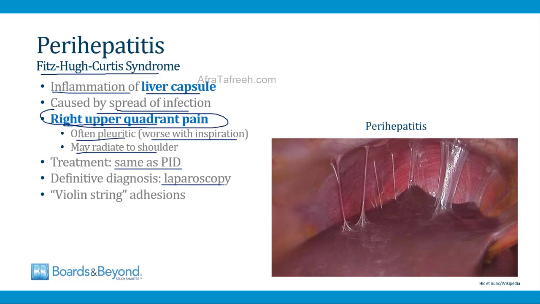This isn't usually necessary. But if you do this, what you will see are adhesions from the capsule of the liver. This is a picture of what they look like on the screen here. These are described as violin string adhesions.